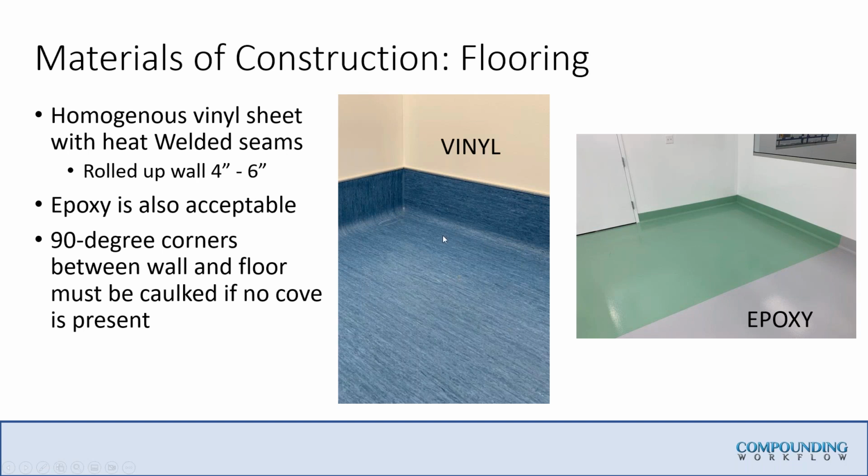You do not have to coat the walls. USP 797 actually says that if you do a 90-degree angle, that you do have to just caulk that joint. But if you're going with vinyl, 100%, roll it up the wall. There's very little additional cost that is associated with rolling it up the wall 4 to 6 inches.